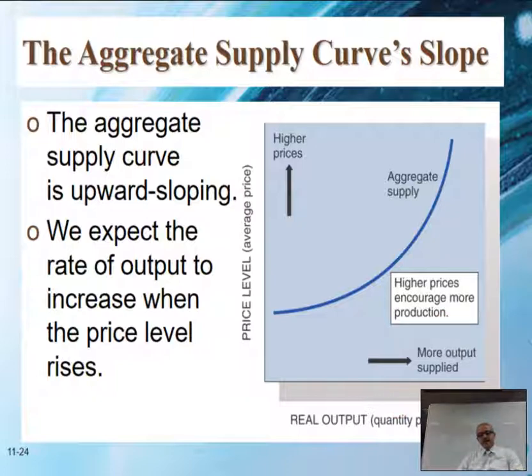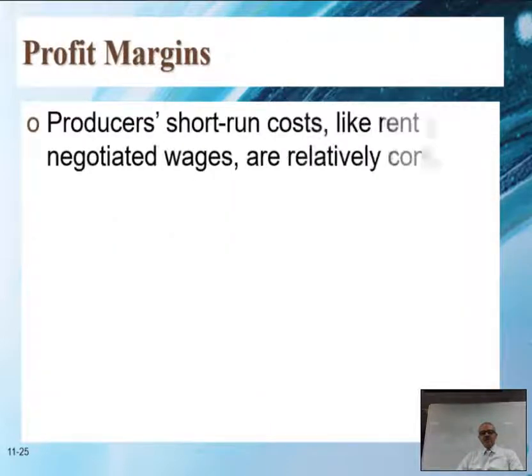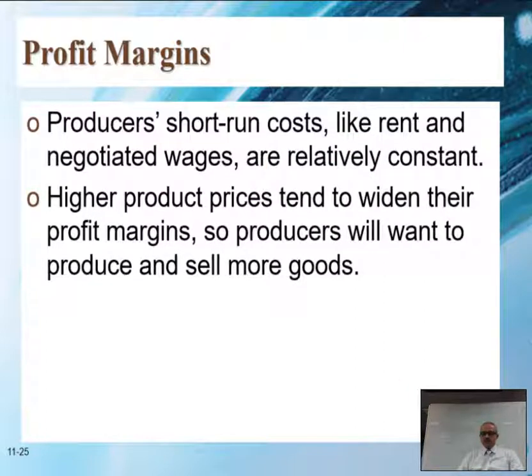Okay. And then we've got this profit margin. Producers' short-run costs, like rent and negotiated wages, are relatively constant. So higher product prices will tend to widen their profit margin, so producers will want to produce and sell more. Same idea for suppliers that we remember when we talked about supply, the babysitting of my baby. So here, if we take it for the whole economy, it's the same idea.